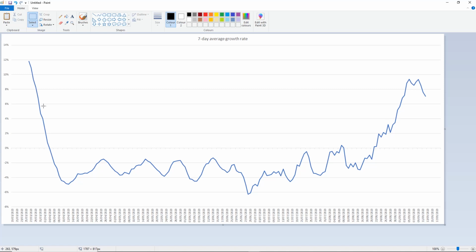We then had Boris's advice, which was please avoid unnecessary contact, work from home where possible. And then we also had the final lockdown, which was don't go to work, don't meet people unless absolutely necessary. So there was a point in time, and I'm just going to start highlighting bits of the graph here.